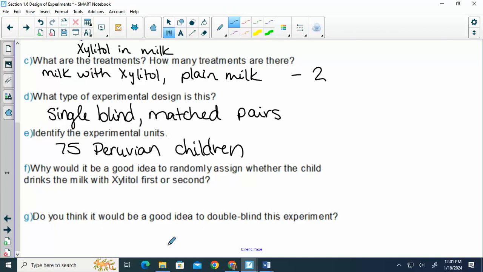Or maybe the xylitol tastes great on its own, but if you follow it with the regular milk, maybe there's an aftertaste or something like that that we're not accounting for. So you just want to make sure that any difference you see is because of how the milk tastes, not just that the first one's always better than the second one. So let's remove the effect of order. We want to make sure order doesn't matter.